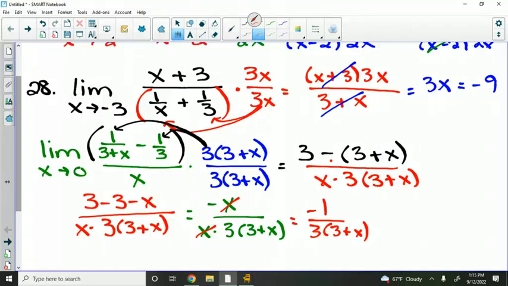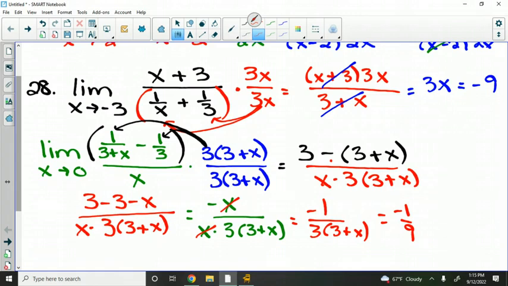Cancel, then we can plug our number in for x. So then it's going to be negative 1/9 is our limit. So it just takes a little bit of practice, but it's just a bunch of algebra when you get down to it.